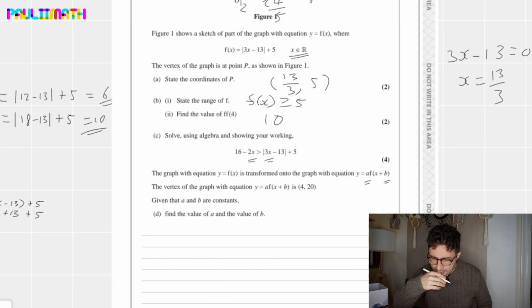Well, oh yeah, so we're just allowed a stretch and a shift. So let's do the x coordinate first. It's got to go from basically 13 over 3 to 4.